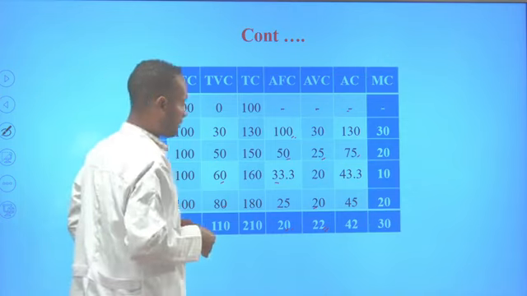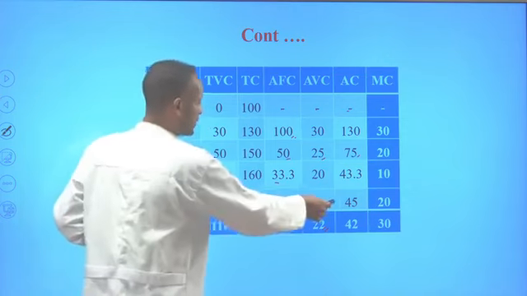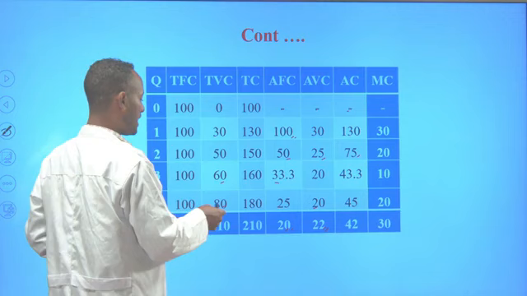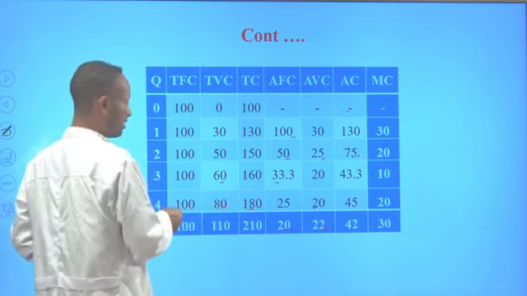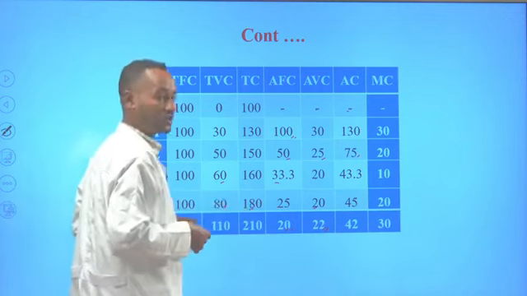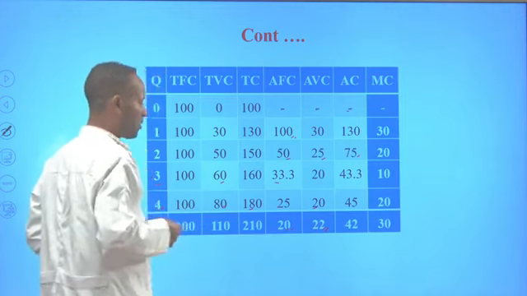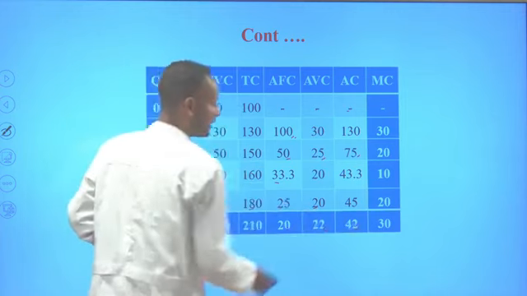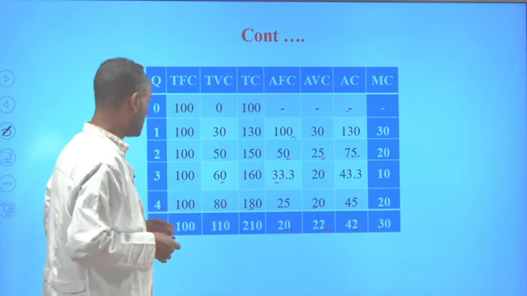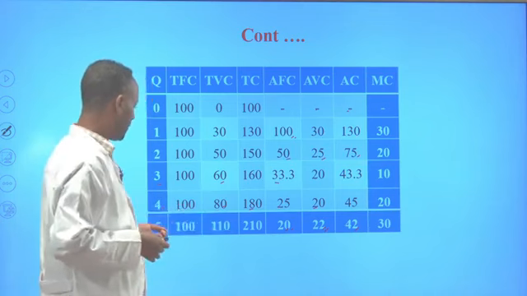The average cost of producing 4 units of a commodity is 45. It is calculated by dividing 180 for 4. And finally, the average cost of producing 5 units of a commodity is 42. It is calculated by dividing 210 for 5.